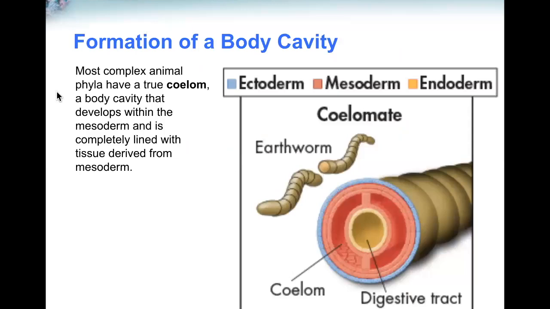The most complex animal phyla have a true coelom, a body cavity that develops within the mesoderm and is completely lined with tissue derived from mesoderm. The coelom is this space here. And this is a coelomate, the earthworm. Ectoderm, mesoderm, and within that is the coelom. And inside that is the endoderm, the digestive tract.